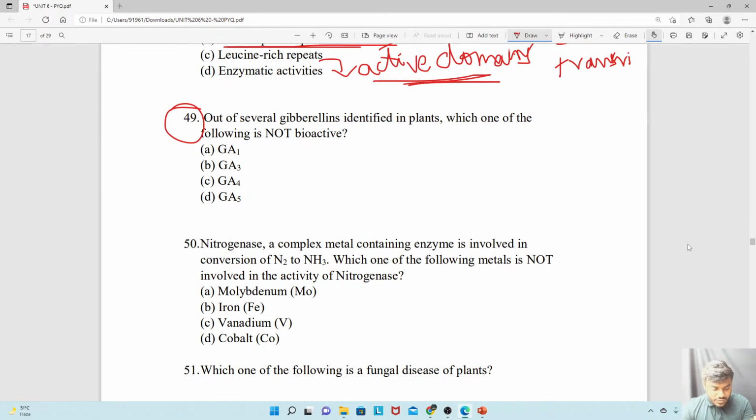They are asking which one is not bioactive, friends. We discussed that many kinds of gibberellic acids are always in the inactive form. Otherwise, they are acting as precursors for the active forms.